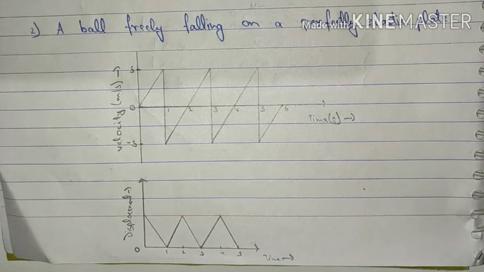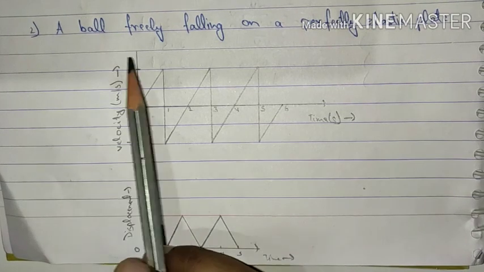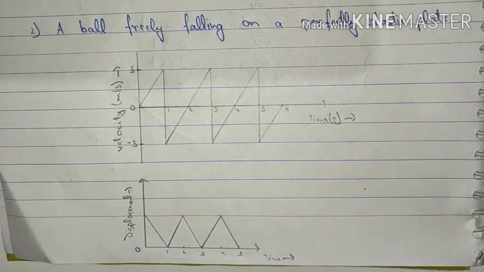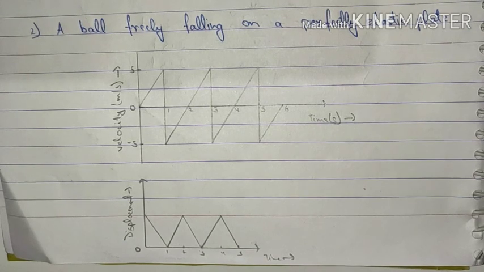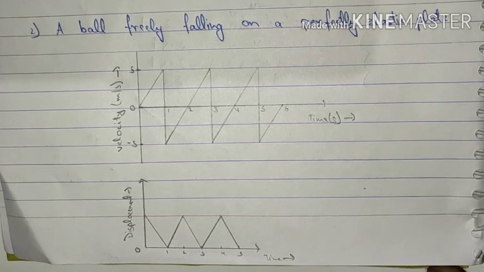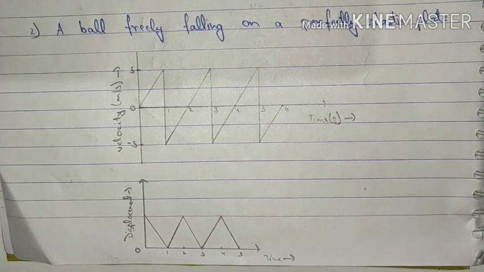Let's move to the next graph, which is for a ball freely falling on a perfectly elastic plate. In the first case, we threw a ball upwards and then caught it back, and we were drawing a graph for it. Let's assume that we are dropping a ball downwards and it is bouncing on a perfectly elastic plate. Now, since we are taking a perfectly elastic plate over here, that means the ball will not lose any energy or any velocity on striking the plate.